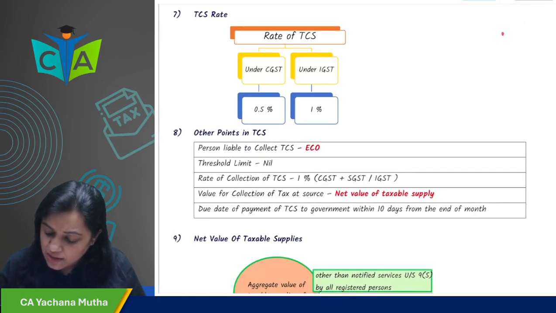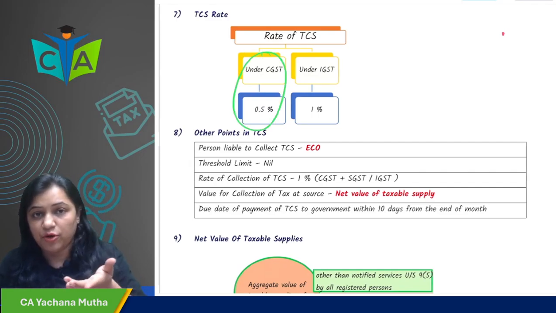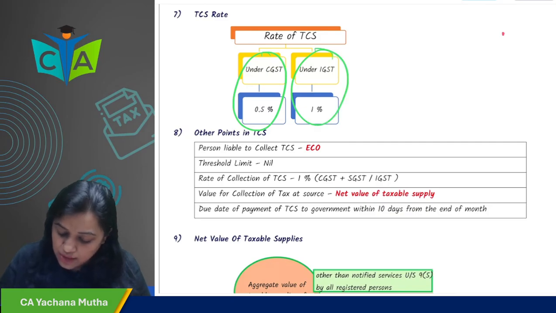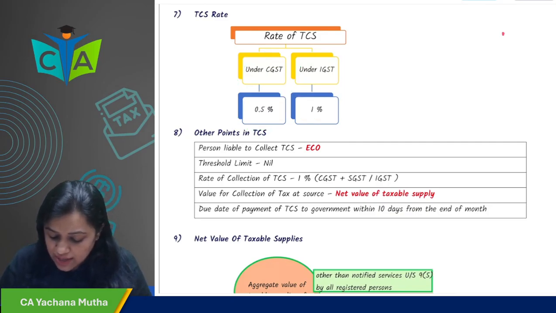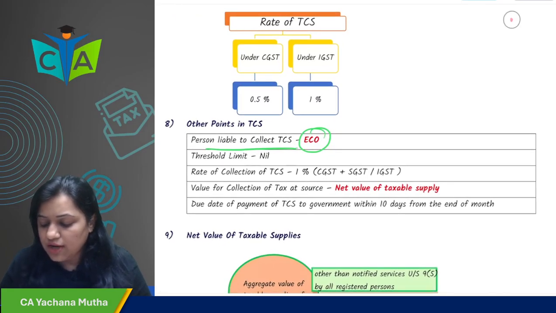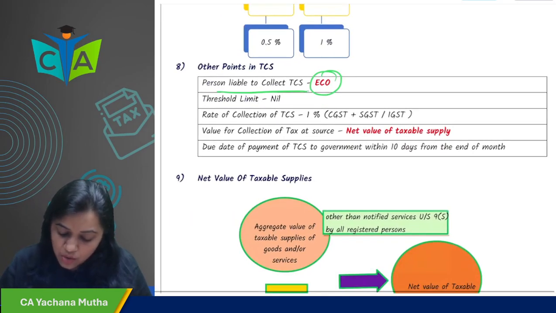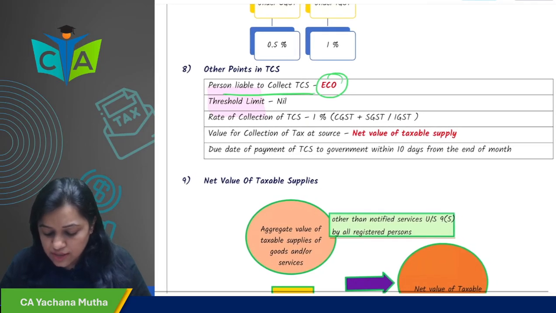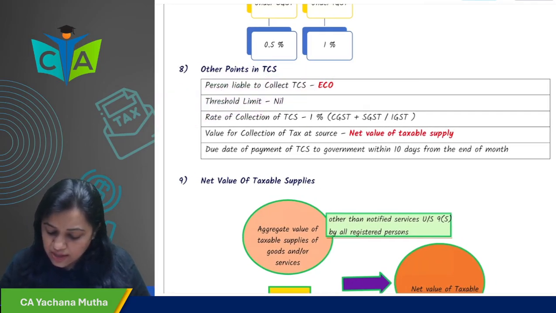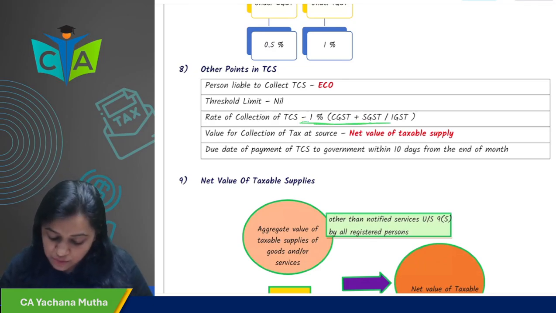Next is TCS. In case of TCS, what is the rate? Under CGST 0.5, SGST 0.5, total rate 1%. Who is the person liable to collect TCS? The ECO, every electronic commerce operator. Every electronic commerce operator is required to collect TCS. What is the threshold limit? There is no threshold limit in this. What is the rate of collection? Again 1% total rate, CGST plus SGST, or IGST.